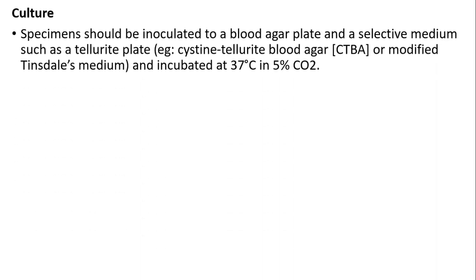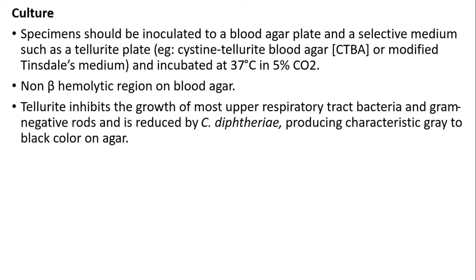For culture, the specimen should be inoculated onto a blood agar plate and a selective medium such as a tellurite plate. It is incubated at 37 degrees in 5% carbon dioxide. There is a non-beta hemolytic region on blood agar. Tellurite inhibits the growth of most upper respiratory tract bacteria and gram-negative rods, and is reduced by diphtheria bacilli, producing a characteristic grey to black color on agar.